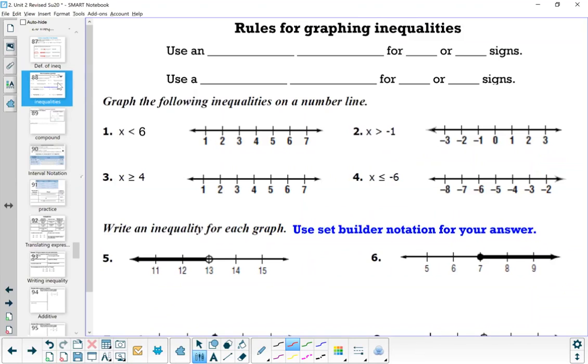So now, rules for graphing inequalities. You may have noticed already, when we're graphing an inequality, you want to use an open circle for situations where you're just strictly greater than or less than.